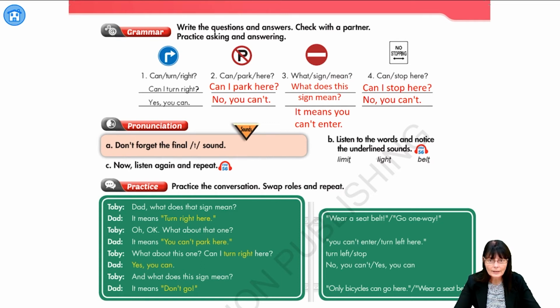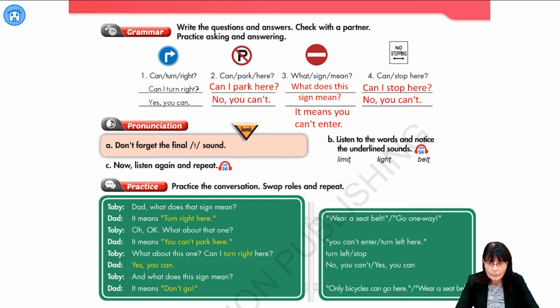Alright, so you can just practice with each other, asking and answering the questions now. Don't forget to swap roles, so one person can ask, one person can answer, and then the other person will answer and then ask. Okay. Alright, moving on to pronunciation.